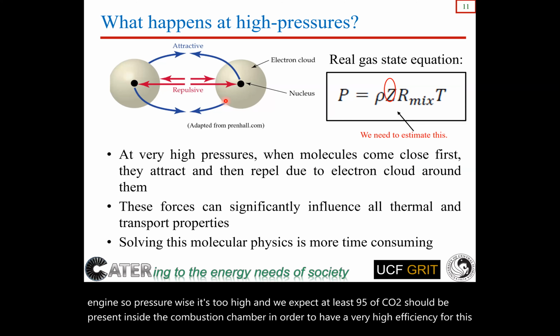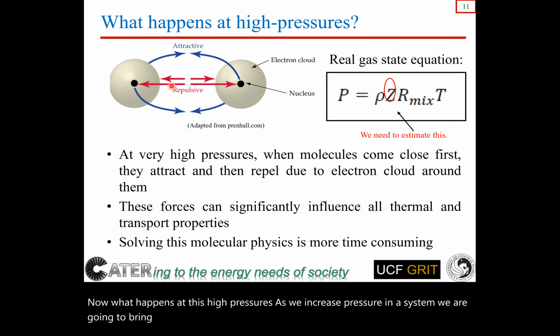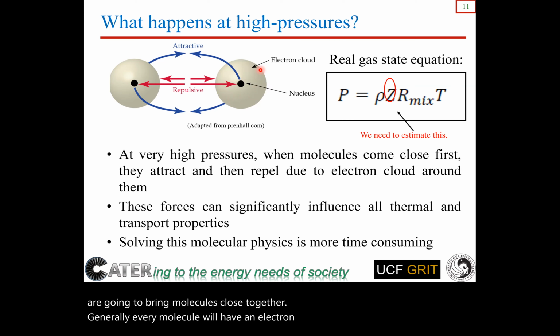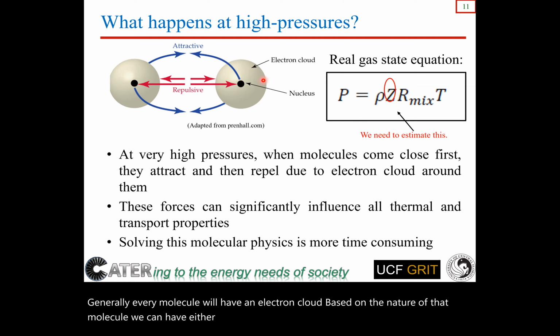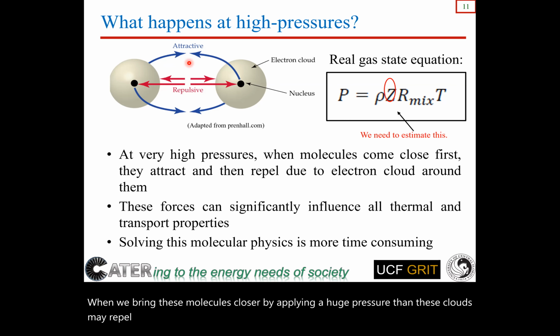So now what happens at these high pressures? As we increase pressure in a system, we bring molecules close together. Generally, every molecule has an electron cloud. Based on the nature of that molecule, we can have either a positive or negative electron cloud around its nucleus. When we bring these molecules closer by applying a huge pressure, these clouds may repel or attract based on their nature. This is the more complex physics that we are adding on top of all reacting flow simulations.